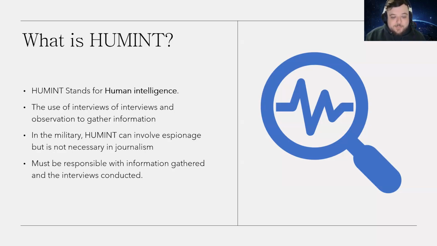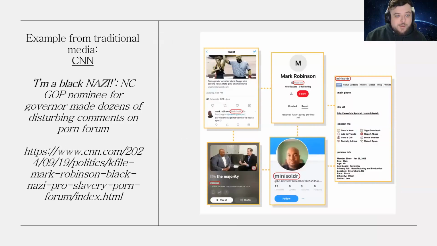But, just like with OSINT, you've got to be responsible with whatever information you collect, and the interviews conducted in some of the stories we're going to talk about can involve very sensitive information that you might be gathering. So you need to be ethical, basically, in whatever you talk about. So this is a big story recently that was done by CNN. The North Carolina GOP nominee for governor, Mark Robinson. Now we won't talk too in depth about the comments that he made on these forums because obviously they're not something that you would really talk about normally.